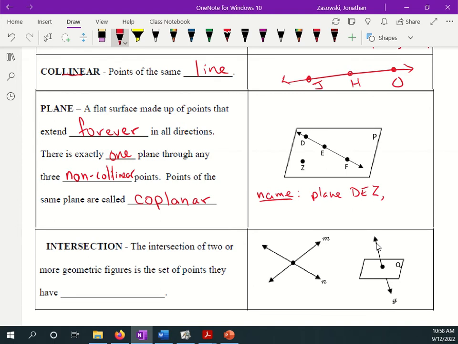P. We could call it just a single letter shown by itself. That's not a point. So we could also call this plane P, because P is not a point. It's just a letter that's on the plane. We can also refer to that as our name.